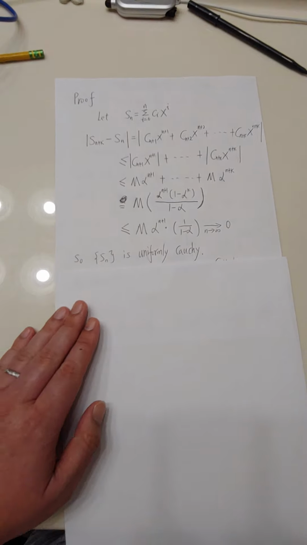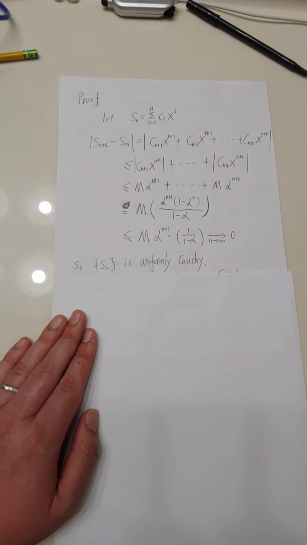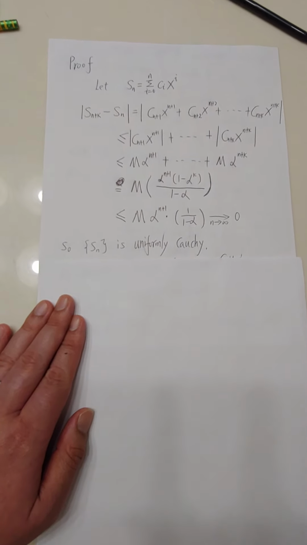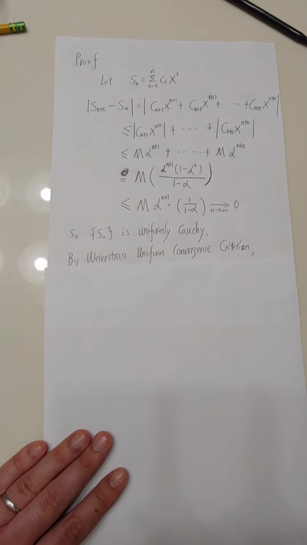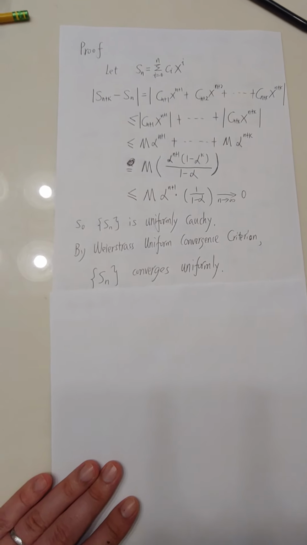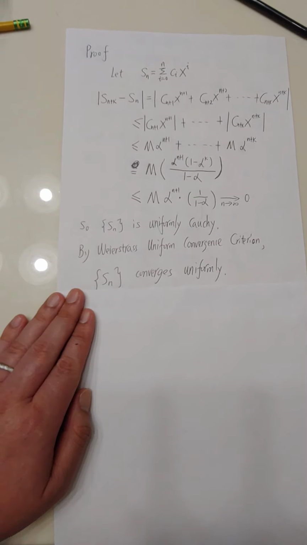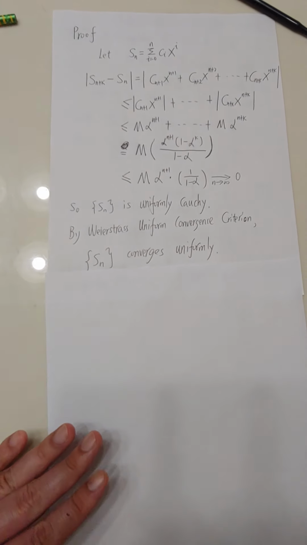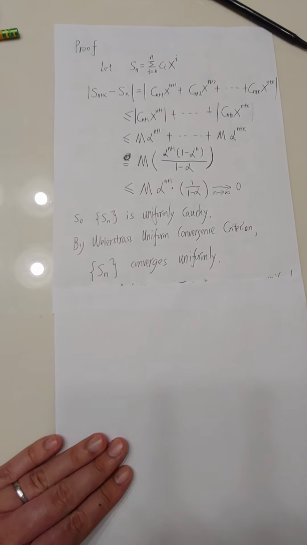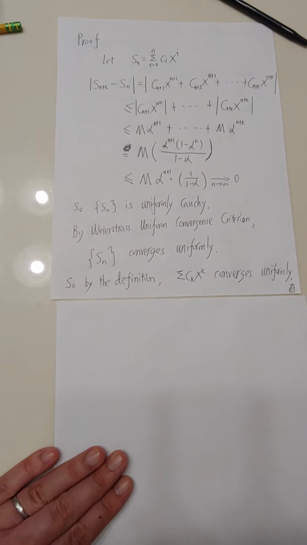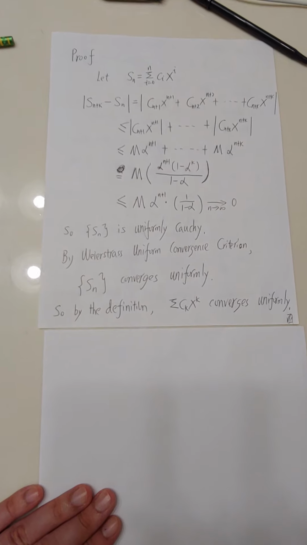So we see this sequence of functions s sub n is uniformly Cauchy. Then we apply the Weierstrass uniform convergence criterion, and this sequence of functions converges uniformly. So by the definition again, the power series converges uniformly on this subset A.